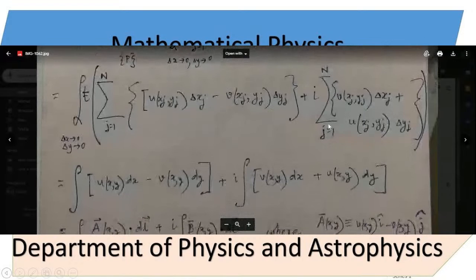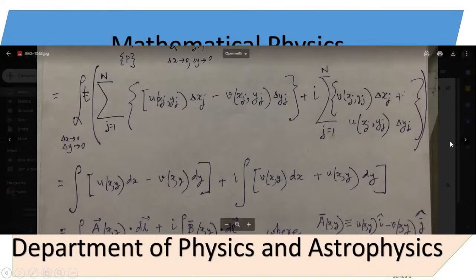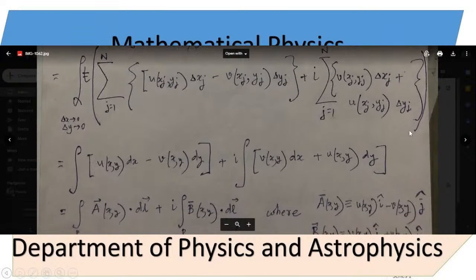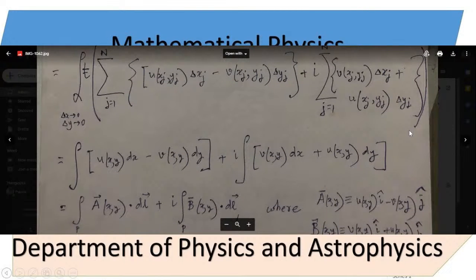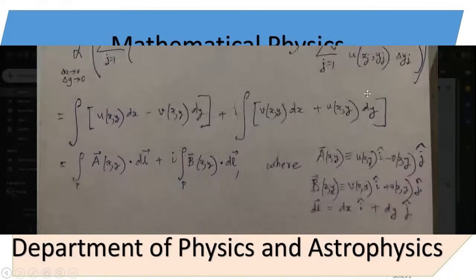Therefore, in the limit that delta xj and delta yj go to 0, this integral will be nothing but the integral of u(x,y) dx minus v(x,y) dy, while this part will be iota times the integral of v(x,y) dx plus u(x,y) dy. This is like doing a contour integral on a plane, and you have learned how to do a contour integral on a plane from your BSc days.